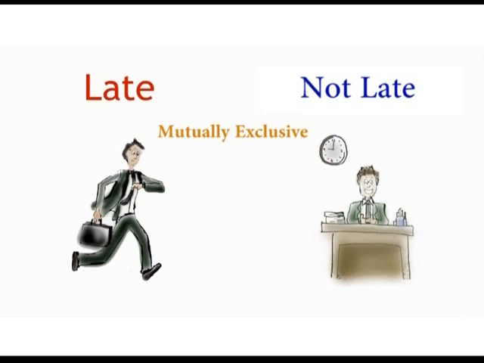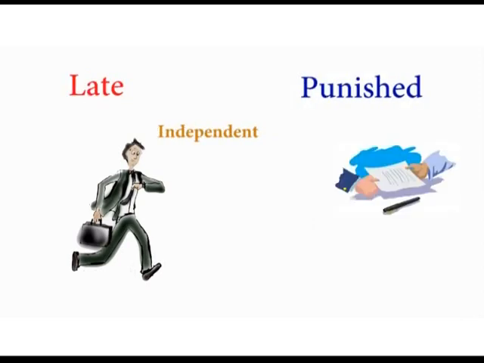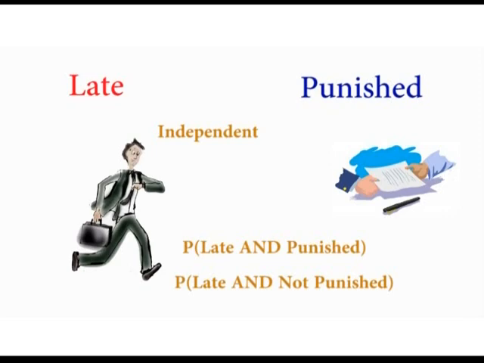But now, if you are late for school, you might be punished or you may not be punished. Being late and being punished are two independent events. One does not affect the other. You may be late and be punished, but you may also be late and not be punished. Two independent events can occur at the same time, and we use the word and, like late and punished or late and not punished.